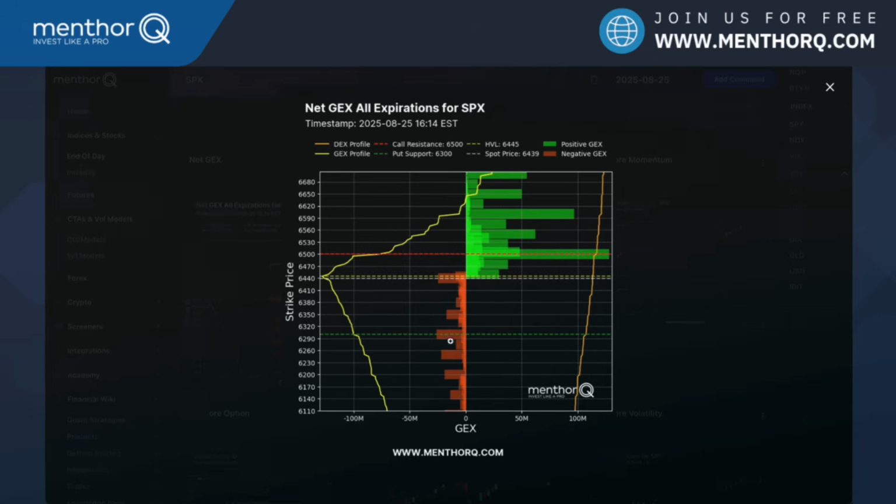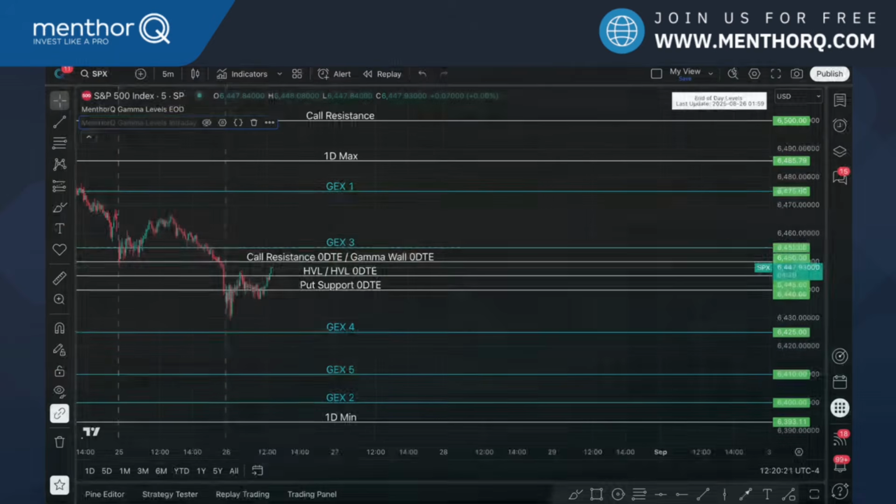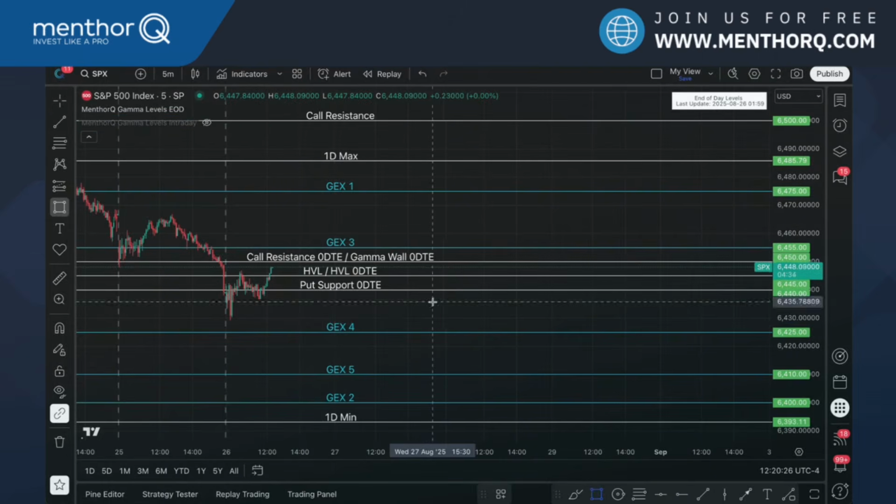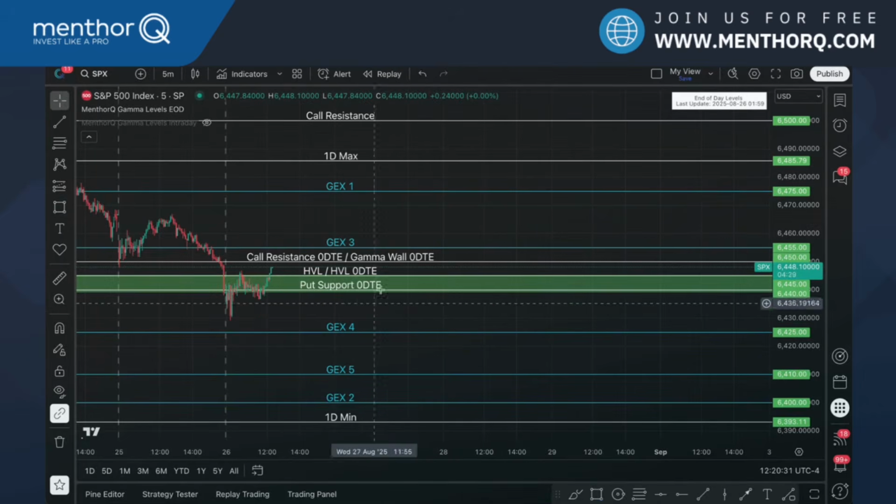So just because the put support is higher at 6,300, this can also be an interesting resistance at around 6,440, which is also 445, which is also the IVO level that you see here. So this clearly is an important area. Mapping this in the chart is very, very key, because as you can see, the market has been chopping around this level for the whole morning, and now we're trying to maybe move higher.